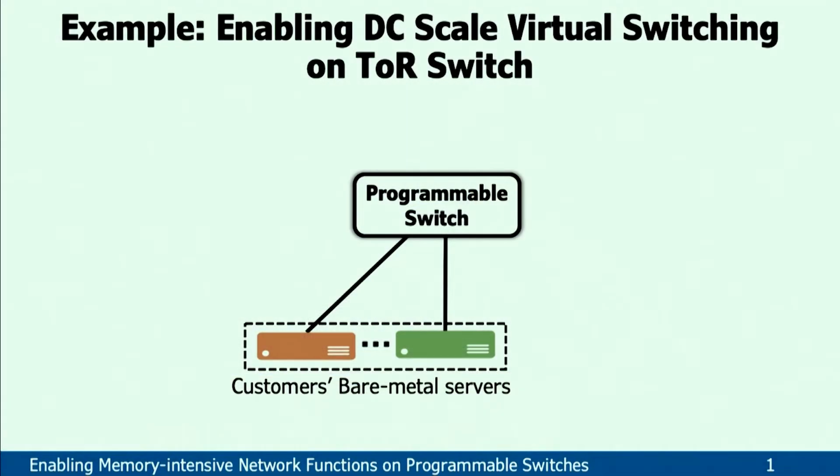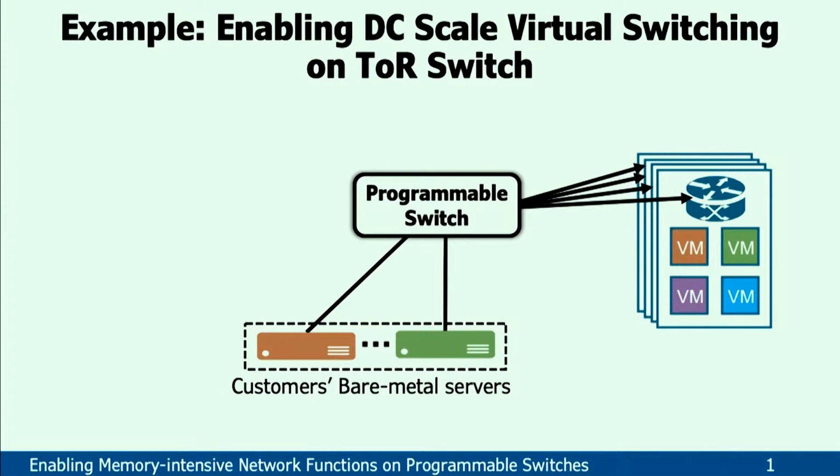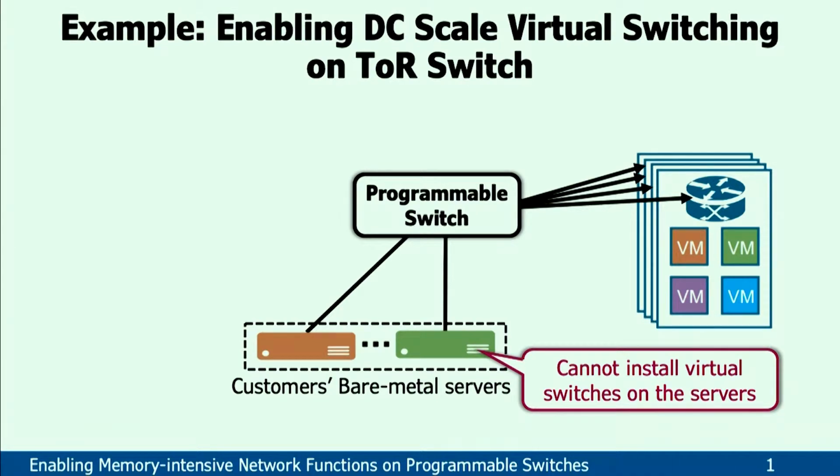In this service, customers can install their bare metal servers in the public cloud, and the cloud providers need to provide virtual switching between the bare metal servers and their VMs. You know that network virtualization has been relying on software switches on hypervisors, and hypervisor switches can use an enormous amount of DRAM on host servers. However, in bare metal service, you cannot trust the bare metal servers, so you cannot install any component in the servers.